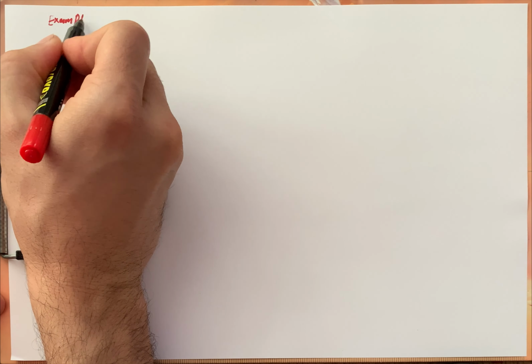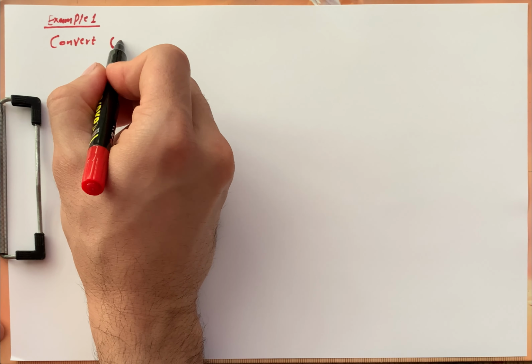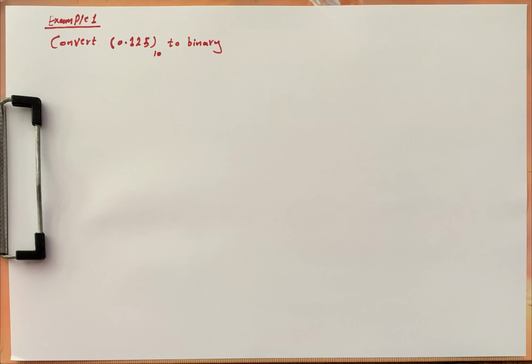Hello, in the last video we studied how to convert a decimal number system to a binary number system, and we took some examples. In this video we will take more examples to understand the idea very well. Example 1. Convert the decimal number 0.125 to binary number.